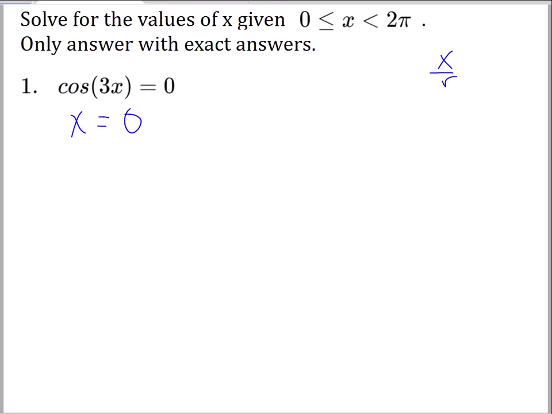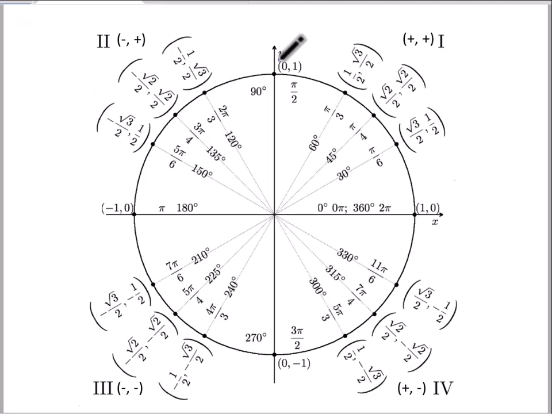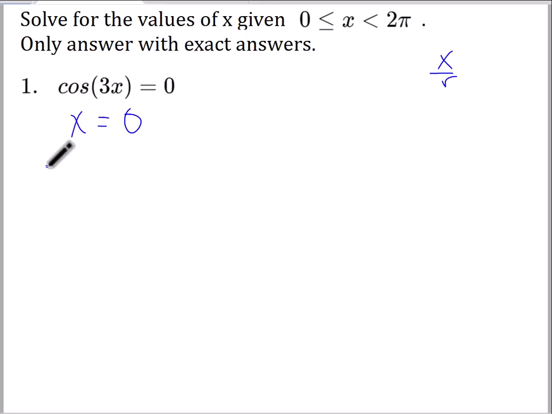And so on my unit circle, if it helps, we have a 0 here at pi over 2, and we have a 0 here at 3 pi over 2. And so those are going to be my 2 answers that I have here. And so remember that this is your angle measure. And so for right now, this is my answer, or this is as far as I've taken it.